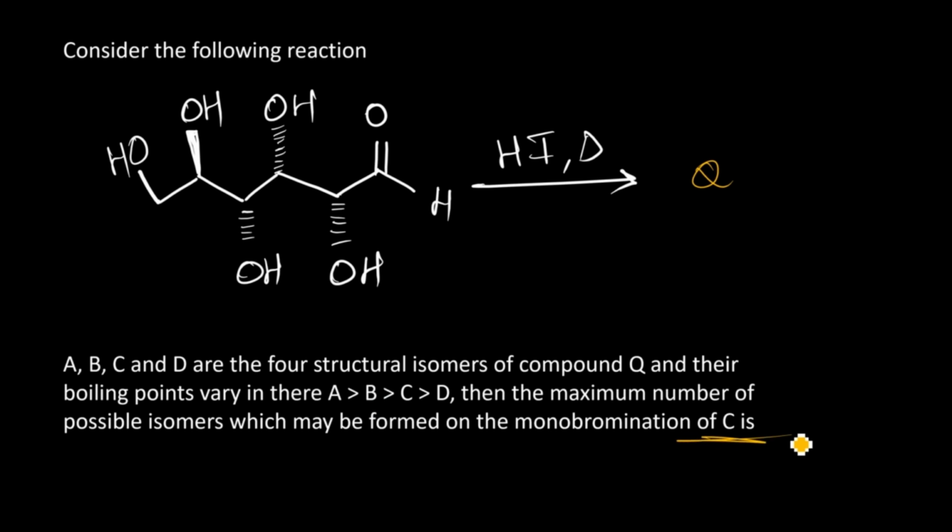So here they didn't mention what C is. We have to find it using the clue point of boiling point. Okay, so first of all, what is this reaction? This will give you the alkanes, right? So you might have seen this reaction in the glucose biomolecules chapter. So it will form n-hexane.